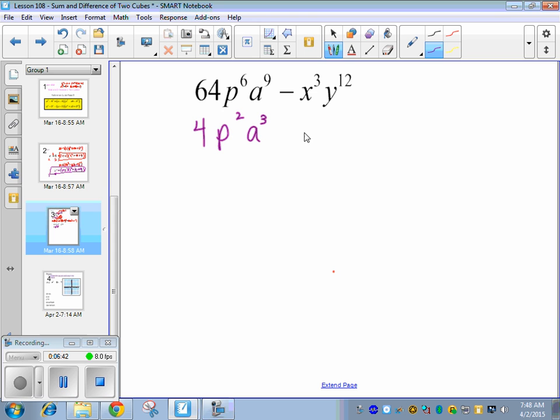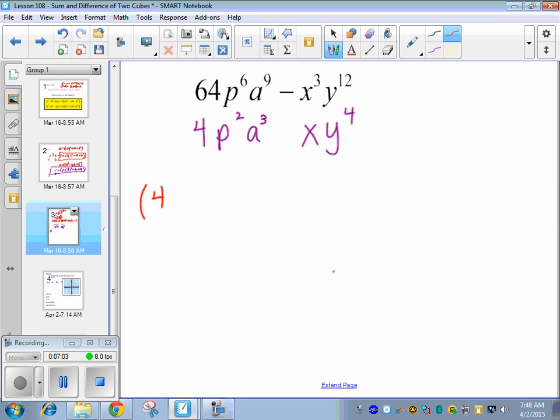Don't put a minus sign on this one, you guys. When you do your b and you're just writing what b is, don't put a minus sign, all right? So the cube root of x cubed is, okay, x to the 1st, and y to the 12th. What do we get when we divide by 3? All right, thank you. So now I have my a and my b, and we plug it into the formula.